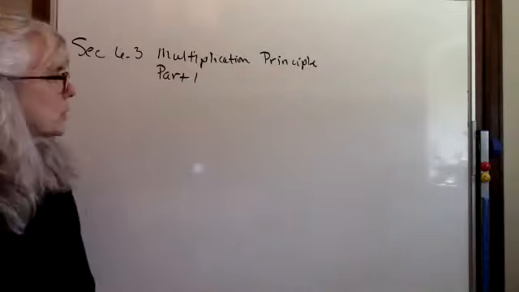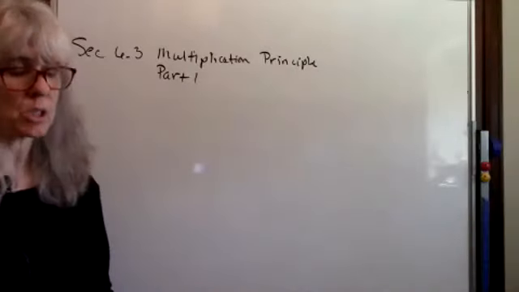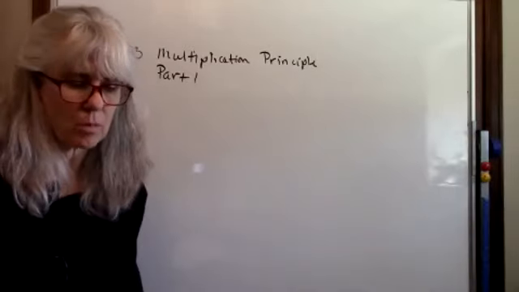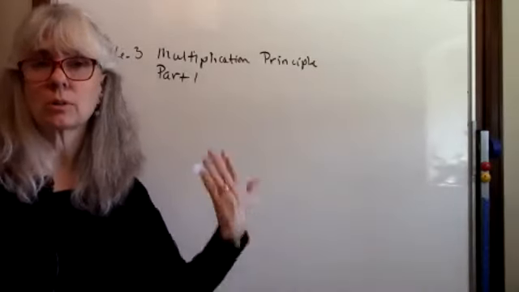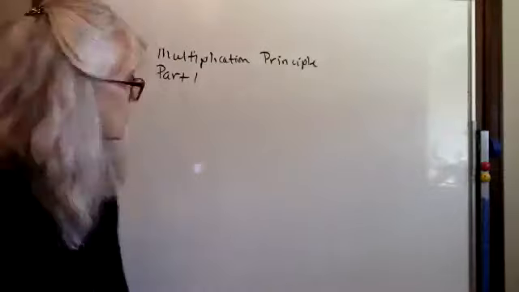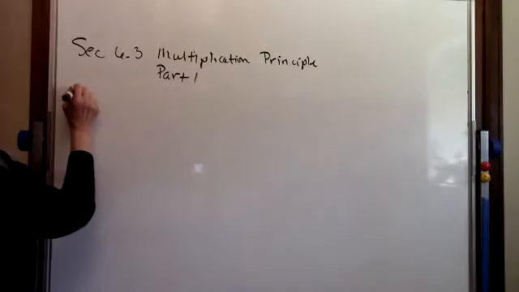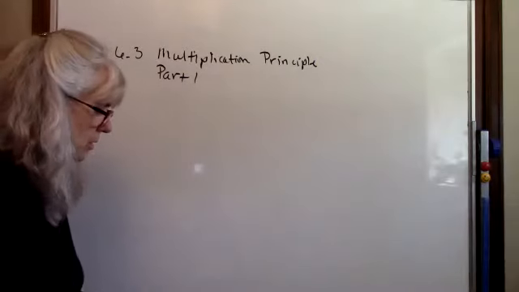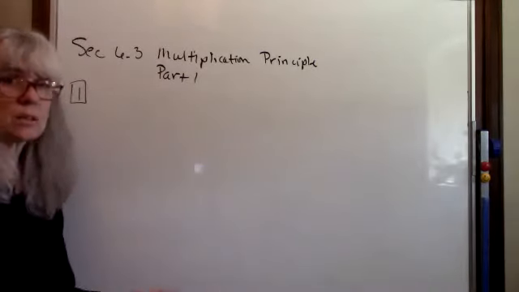So in section 6.3, part 1, we take a look at the multiplication principle. Sometimes we'll need more sophisticated counting techniques in probability, and the multiplication principle is the first of those techniques. We're going to start off with an example and show you how to use it, and then do the theorem itself. So there are 3 roads that can connect Missoula to Bozeman.